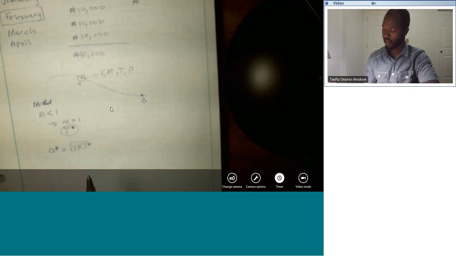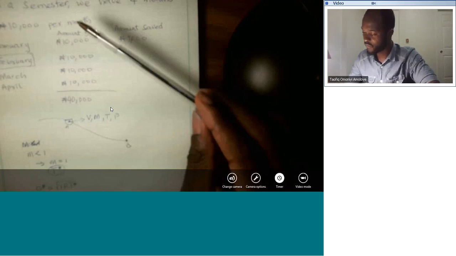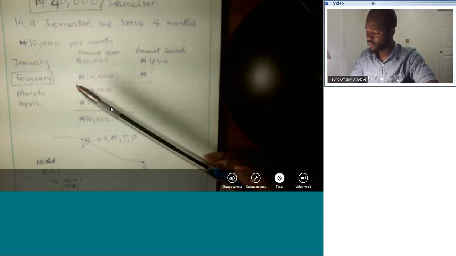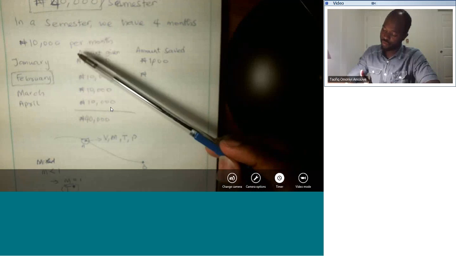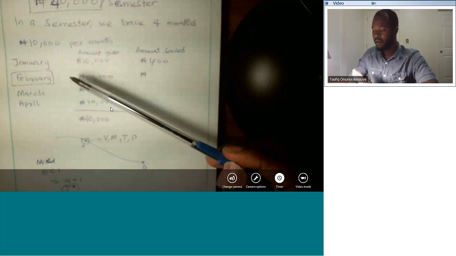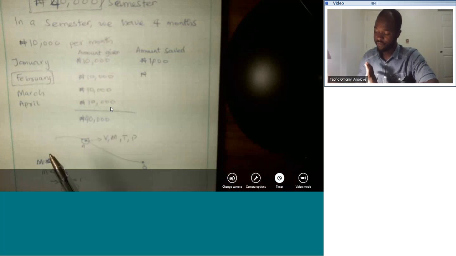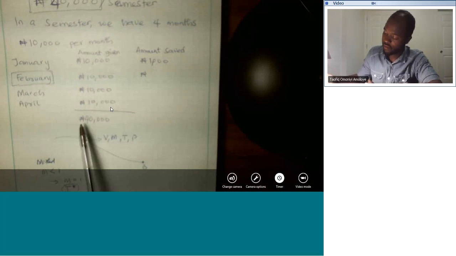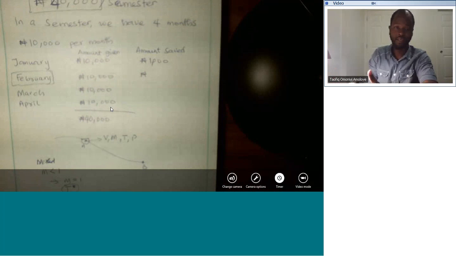So I hope this is clear enough to you, and I hope I haven't confused you with this analogy I've been trying to make. So just imagine you know the amount of money you are supposed to be getting per semester, but you're not at the end of the semester yet. So if you were supposed to be given 40,000 naira, in fact, at the end of the semester, you will not even have 40,000 naira because you have spent some things.